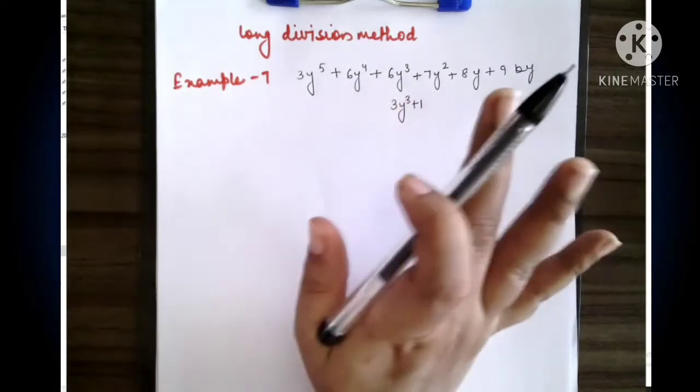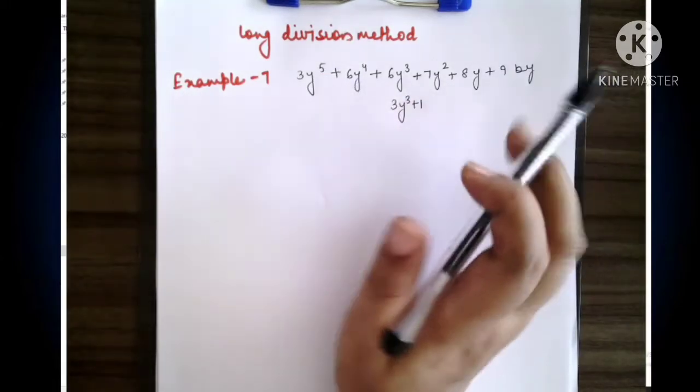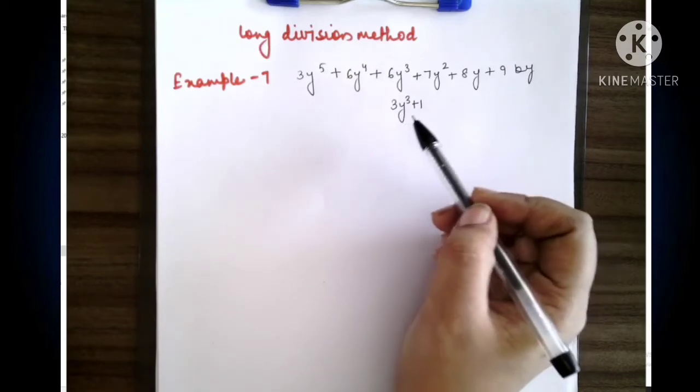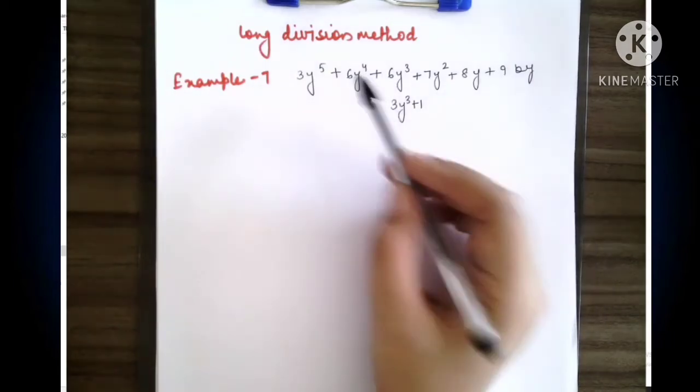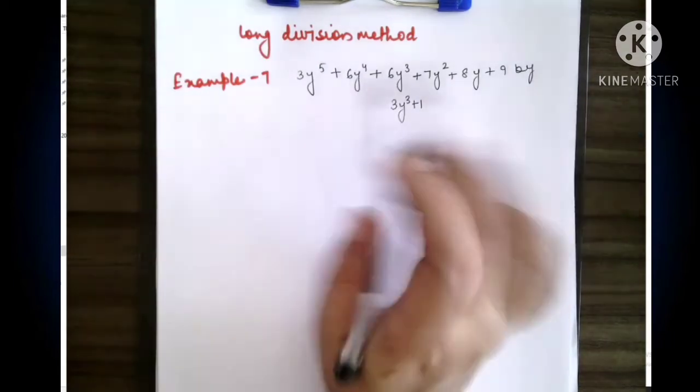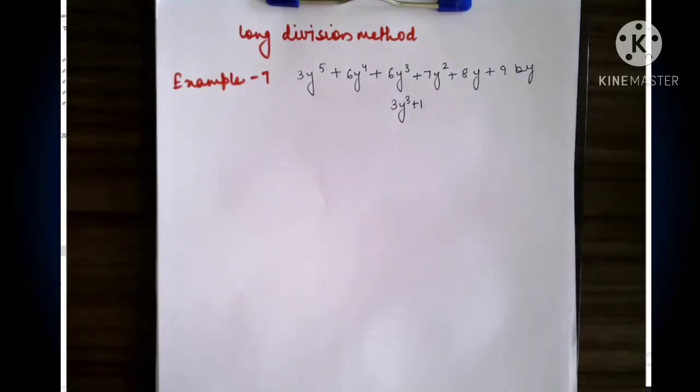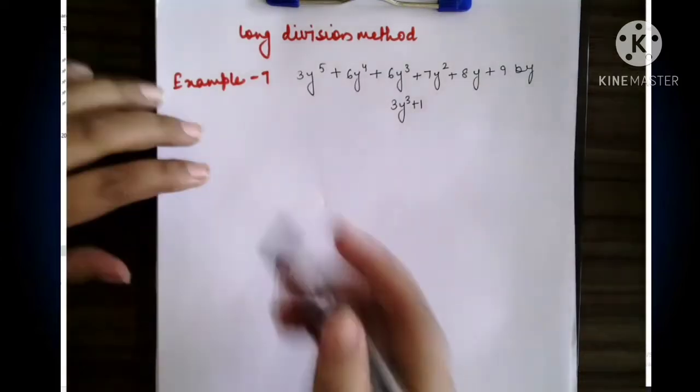Otherwise, we have to convert it into the standard form first, then we have to move on. Your divisor must be in a standard form, both dividend and divisor. ठीक है, it is already in the standard form, so we are not supposed to do anything. Now move to the question.